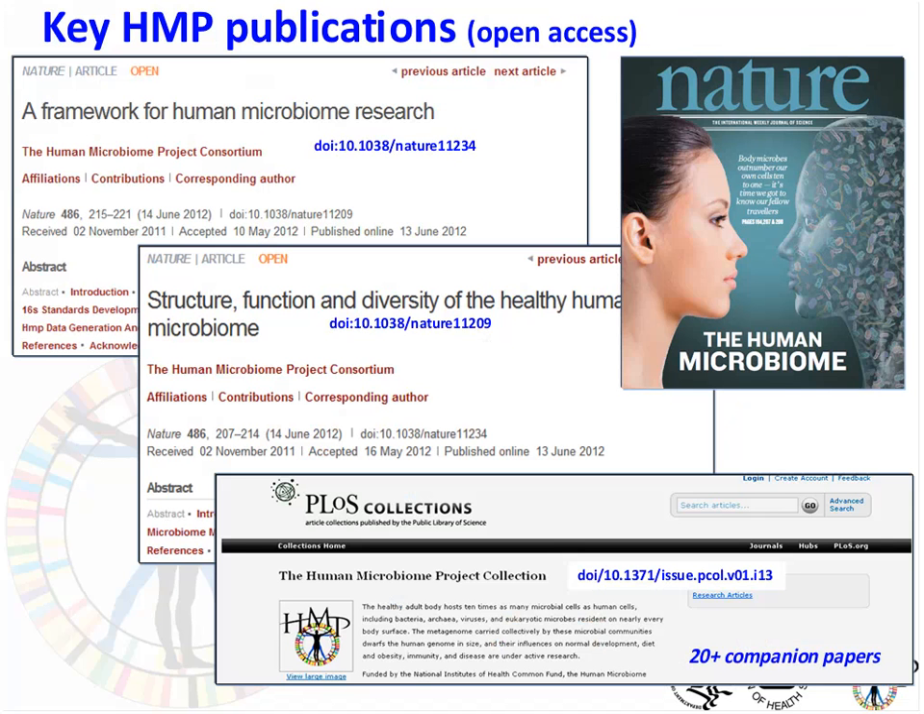As well, we published about 20 or 25 what we call companion papers, which are studies that drill down deeper into particular data sets or the use of particular tools or analyses, and that's in a PLOS human microbiome collection, and the DOI number for that is there as well.